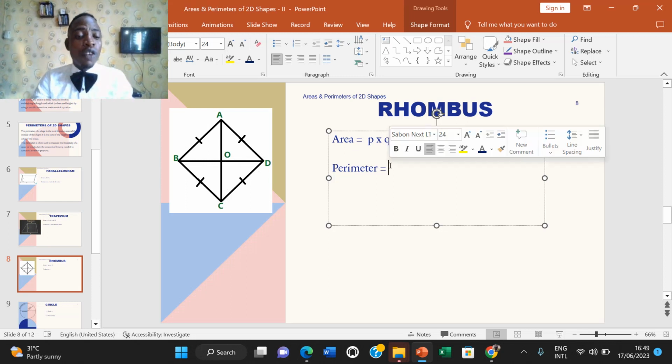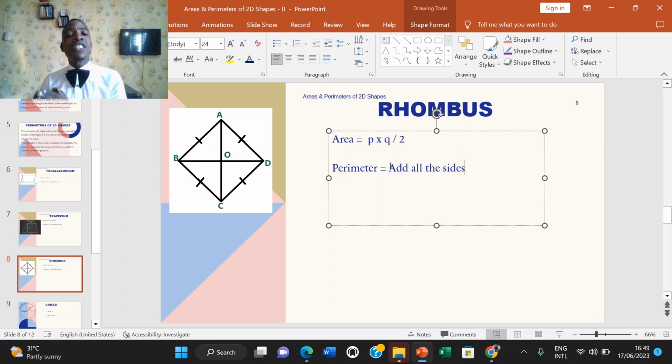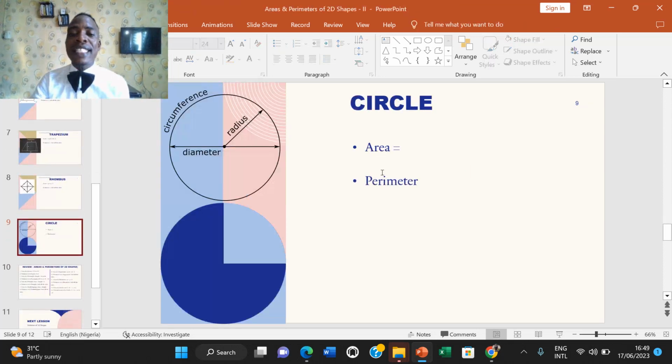Then what's the perimeter of a rhombus? Add all the sides. Remember, all the sides are the same. So you can be given a question. One of the sides of a rhombus is 10 centimeters. Find its perimeter. Just do 10 plus 10 plus 10 plus 10 because there are 4 sides, or 10 times 4. Then we move on to the last shape, which is a circle.